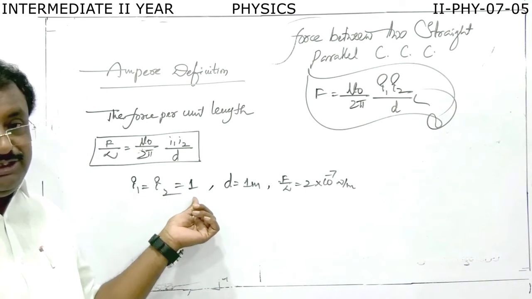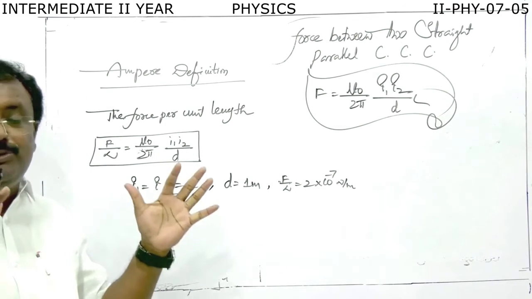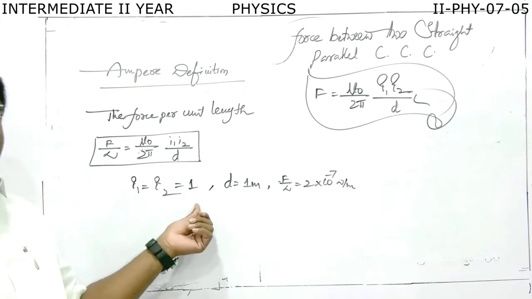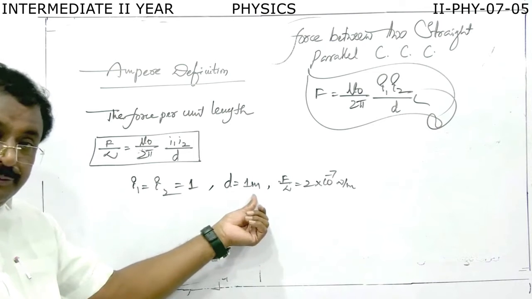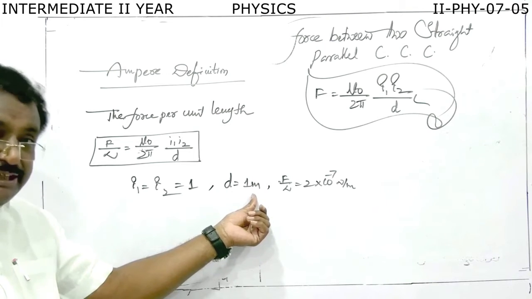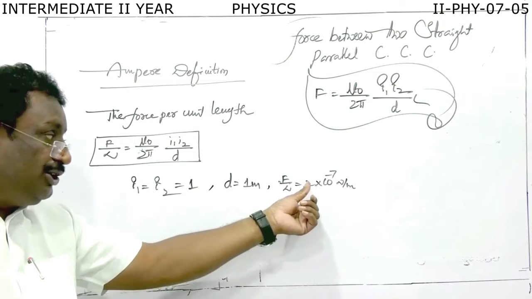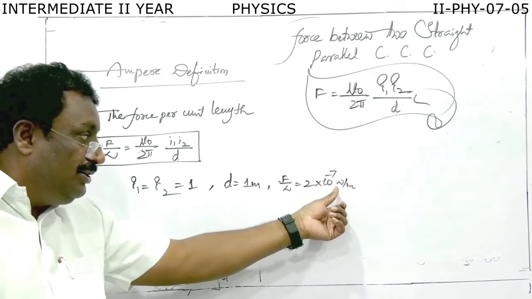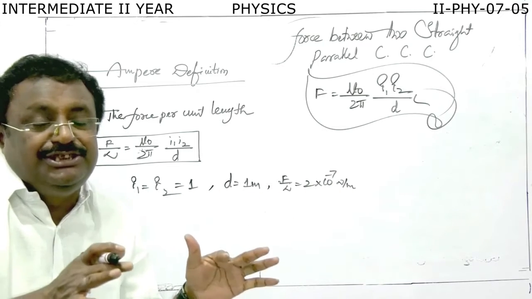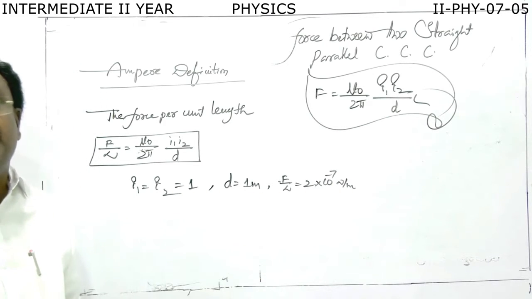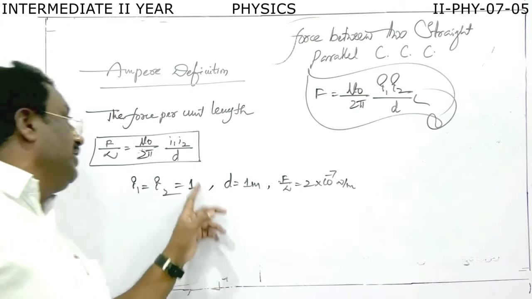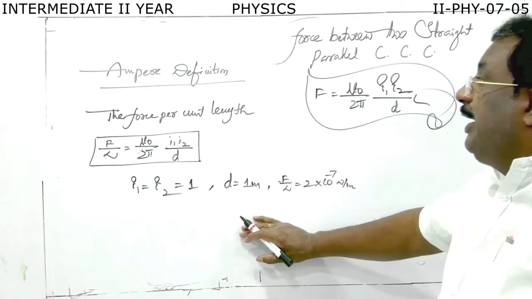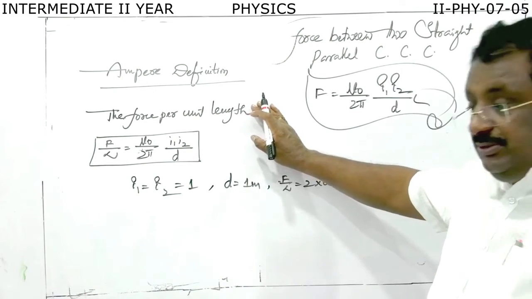Now, if you saw this equation, when the same current is passing through two parallel conductors placed in vacuum separated by 1 meter distance, then 2 into 10 to the power of minus 7 Newton per meter force is experienced per unit length. Then the current in each conductor is said to be 1 ampere. So like this, we can define the ampere.